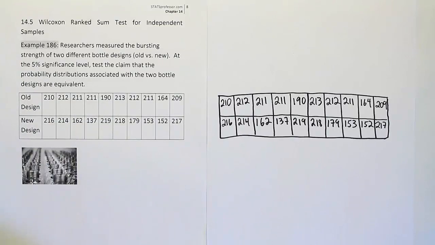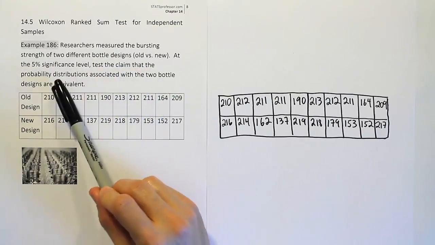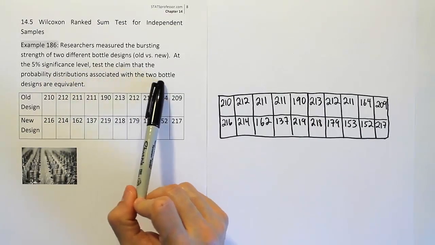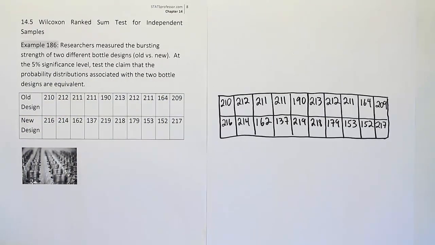Now, if you look at the notes that I have included with this video, you'll see that I use the expression that they use here. It says test the claim that the probability distributions associated with the two bottle designs are equivalent. If probability distributions are equivalent, what they're getting at here is that they have the same central tendency, or in other words, they have the same location on the number line. They also, of course, as a broader statement, imply that they have other things in common, like the same variation or spread in the data, etc.